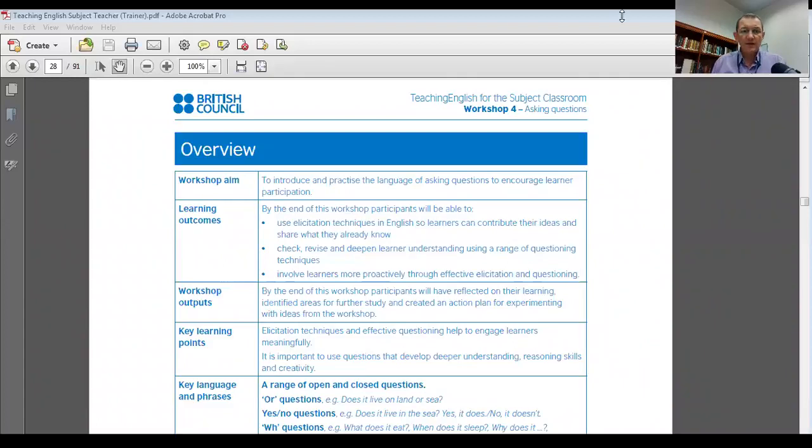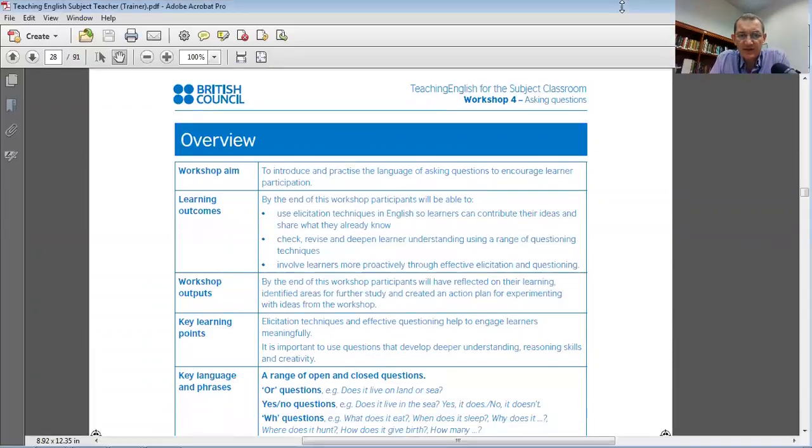So the aim of this session is to introduce and practice the language of asking questions to encourage learner participation. By the end of this workshop, the participants will be able to use elicitation techniques so learners can contribute their ideas and share what they already know.